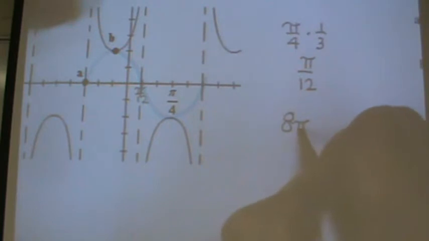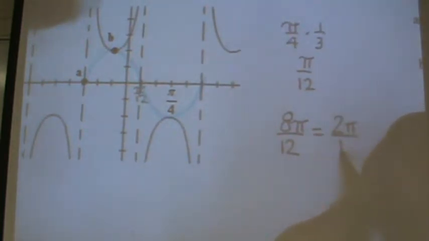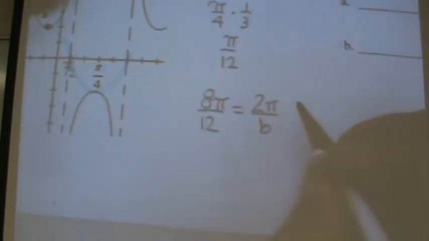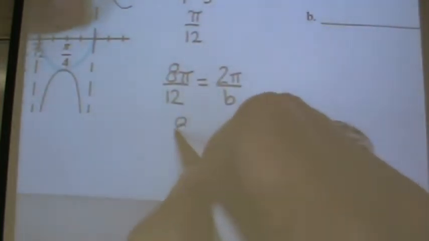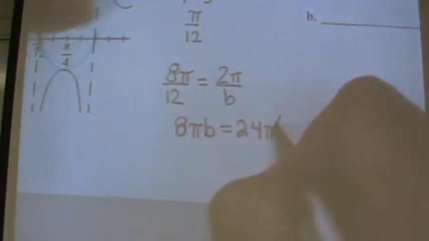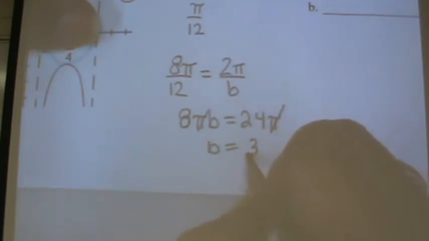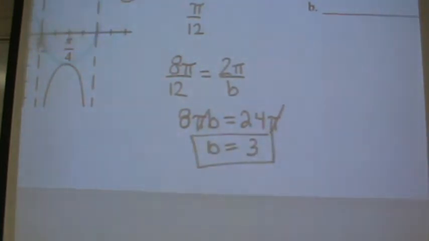So 8 pi over 12 is equal to 2 pi over b. I've got to solve for b. I'm going to cross multiply. 8 pi b is equal to 24 pi. The pi's cancel. And divide by 8, what's b? 3. That's big. That's your horizontal stretch or compression. That's the B value.